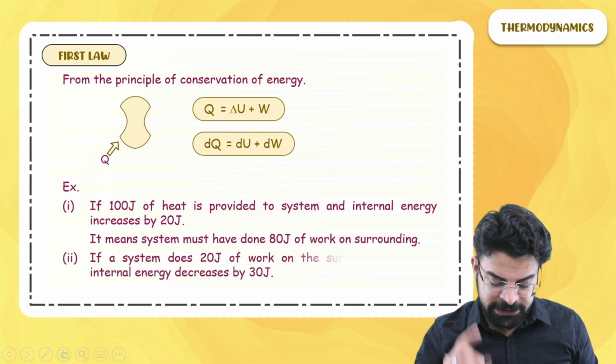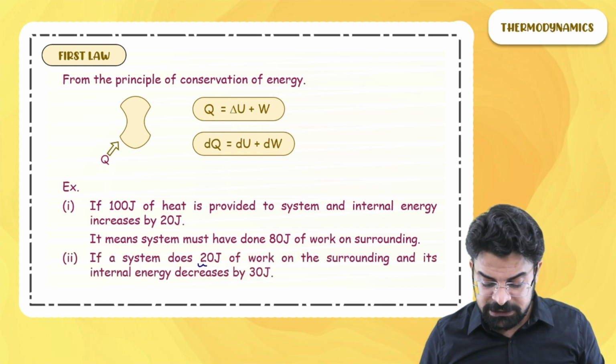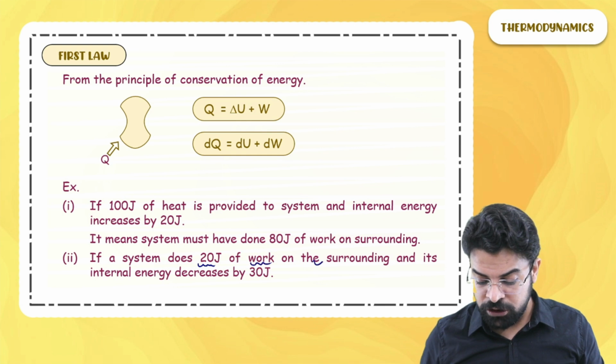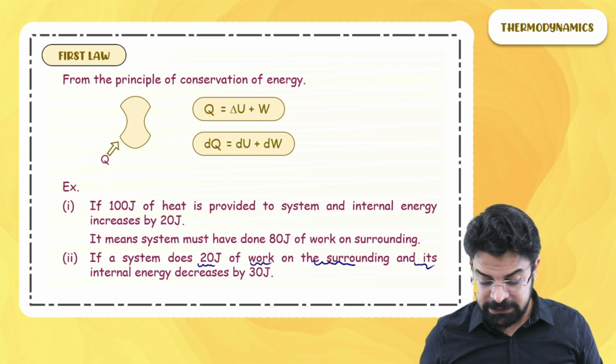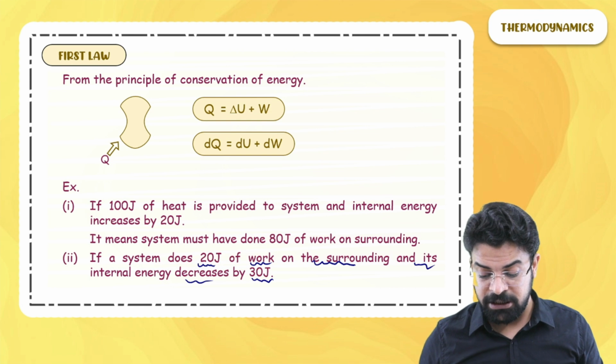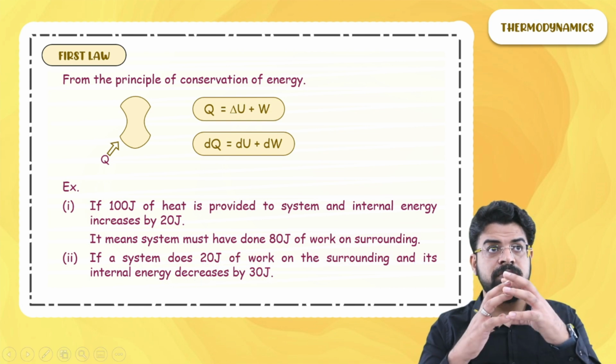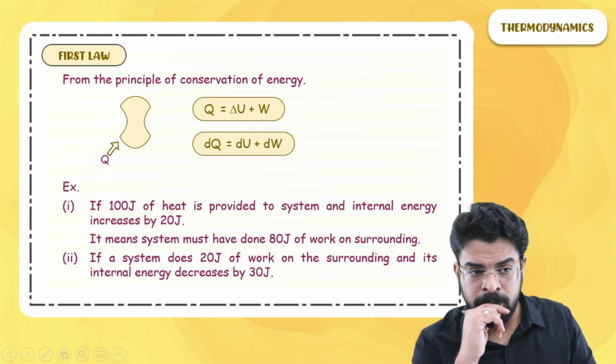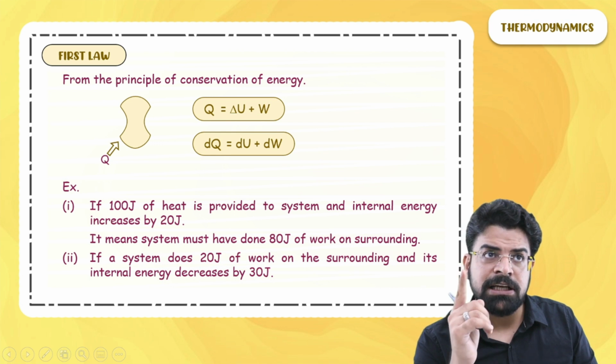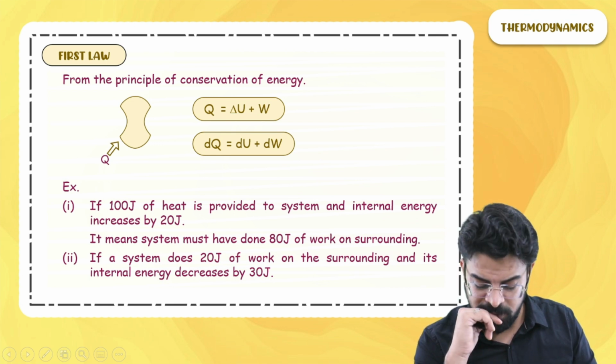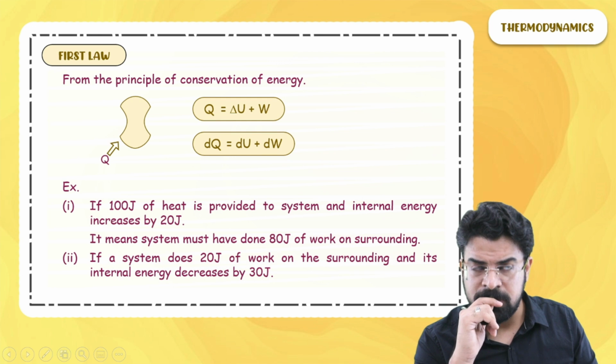Let's see next example. If a system does 20 joule of work on the surrounding and its internal energy decreases by 30 joule. So system has done 20 joule of work on surrounding and its internal energy has decreased by 30 joule. What must be the heat given to the system?